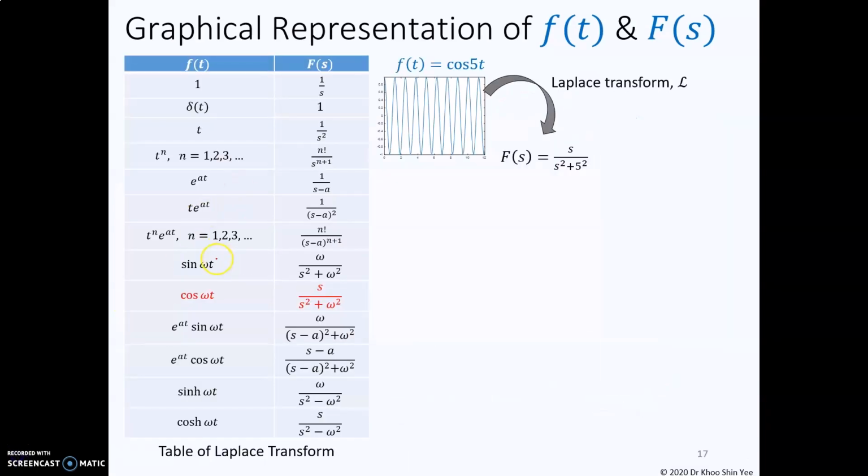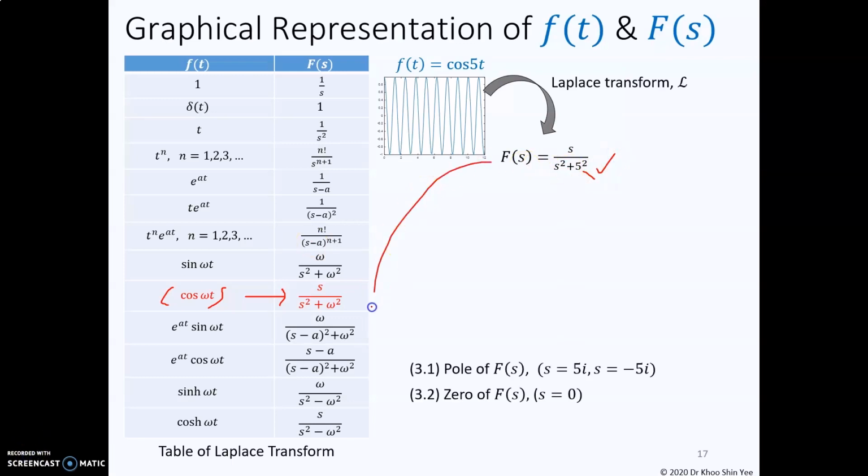Let's try with more examples. For f(t) equal to cos omega t, from this table we can convert to the Laplace transform F(x) equal to x over x squared plus omega squared. So if your f(t) equals cos 5t, your omega is 5. So I can just replace omega with 5, and this is your F(x) result.